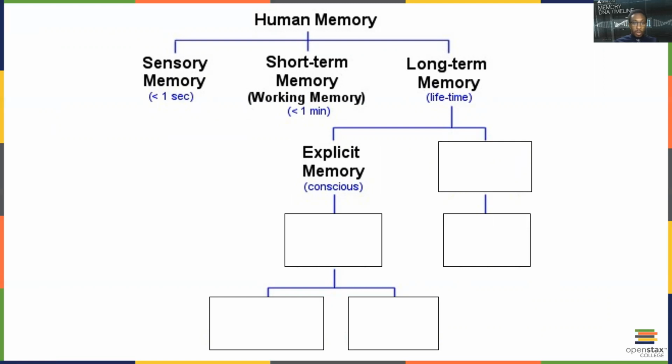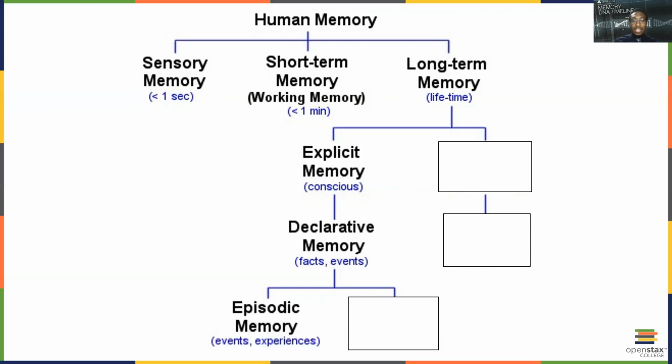So explicit memory, those are things that are conscious, things that we consciously are able to recall and remember. And we often further categorize explicit memory as declarative memory. So it's things that we are able to declare with our own words or with our own minds. And we further divide that into episodic memory and semantic memory.